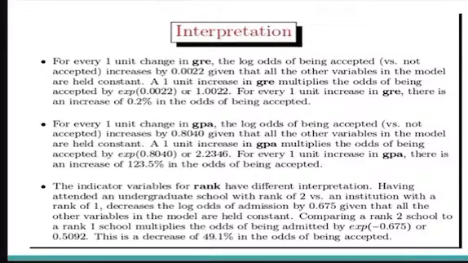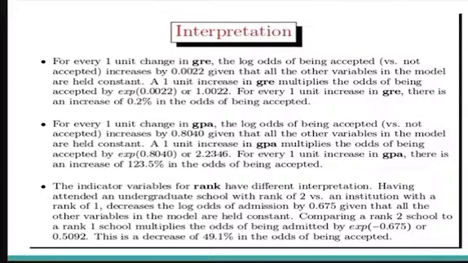But the log that I'm talking about is a natural log. So exponentiating that gives you 1.022. The 1.022 becomes odd, not log odd anymore after exponentiation. How am I going to interpret that? A unit increase in GRE multiplies the odd of being accepted by that particular value. Odd of being accepted.